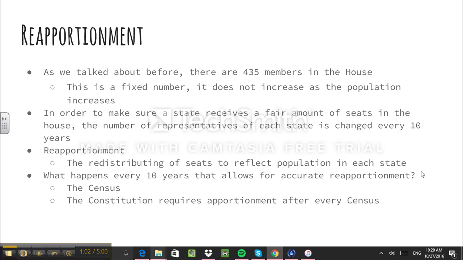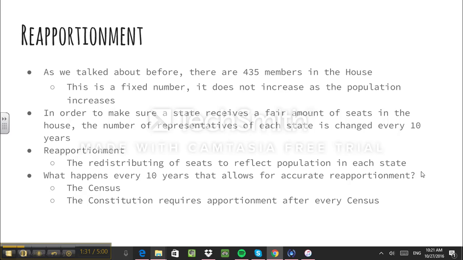Now, in order to make sure that there is equal representation among the states, every state will at least receive 1 member in the House. However, the rest are all based on population. So, if a state has a lot of population, like California, for example, they will receive many more members in the House than a state, say, like Alaska, that only has 1.